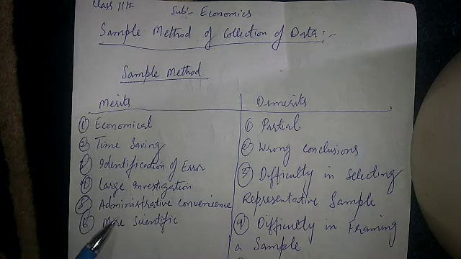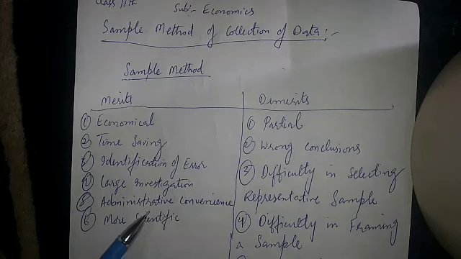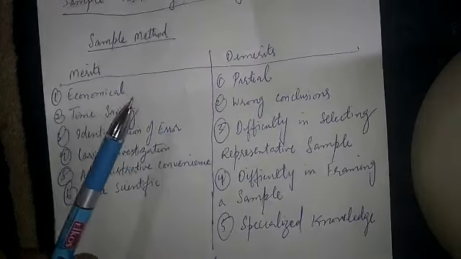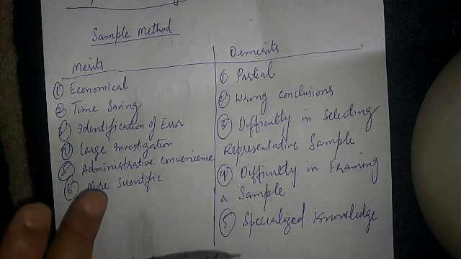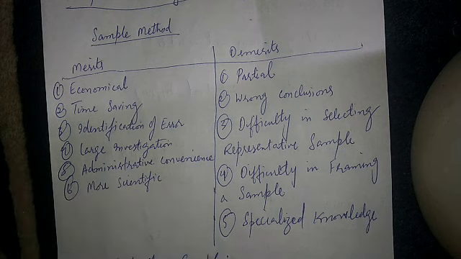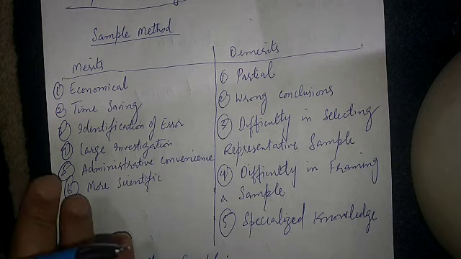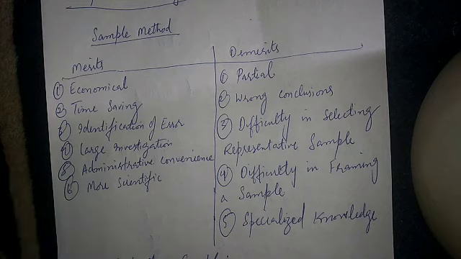And the fifth one is administrative convenience. There is an administrative convenience in handling a limited number of items. More capable and efficient investigators can be appointed. And the sixth one is more scientific. The sample method is more scientific because the sample data can be conveniently investigated from various angles. So these are some of the merits of the sample method.